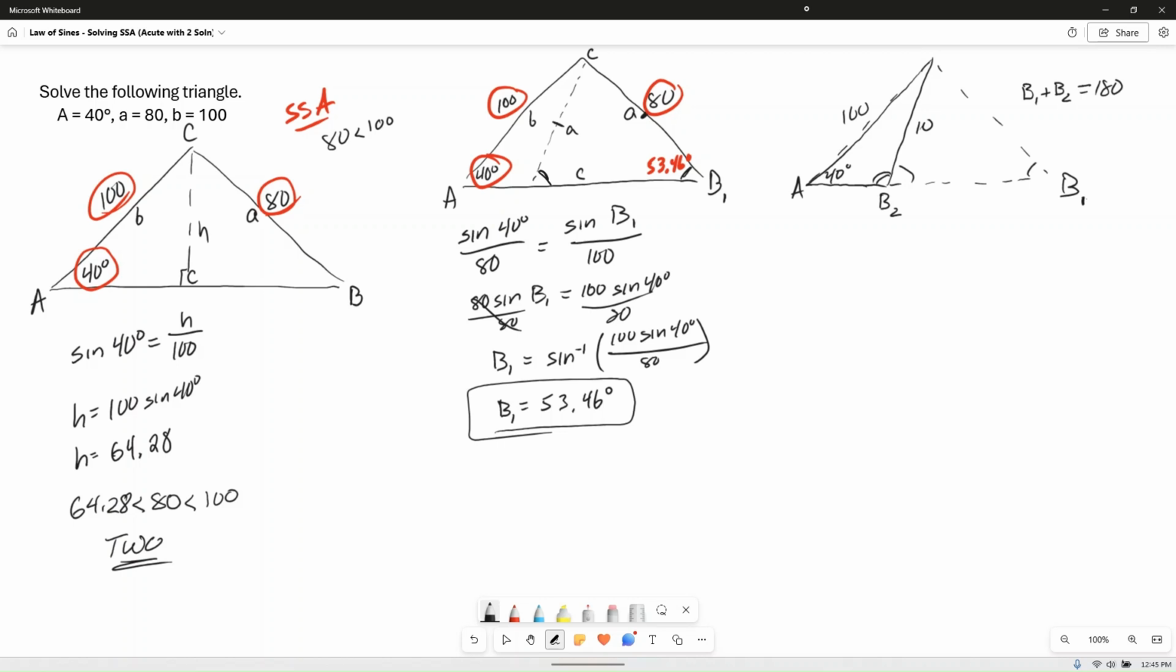To find angles, remember the sum of the three angles has to be 180 degrees, which means C, the one we're trying to find, is going to be 180 minus angles A and B. So we have 180 minus the 40 degree angle A, and then minus the 53.46 degree angle we just computed. So angle C has to be 86.54 degrees.